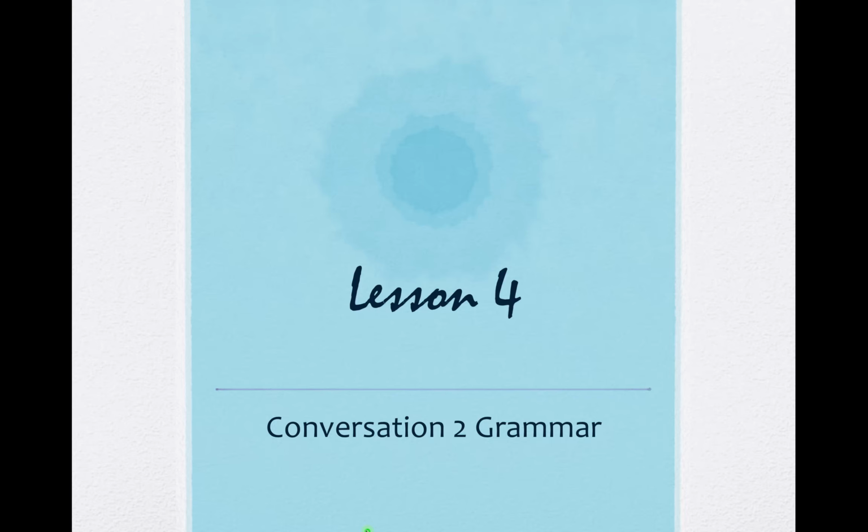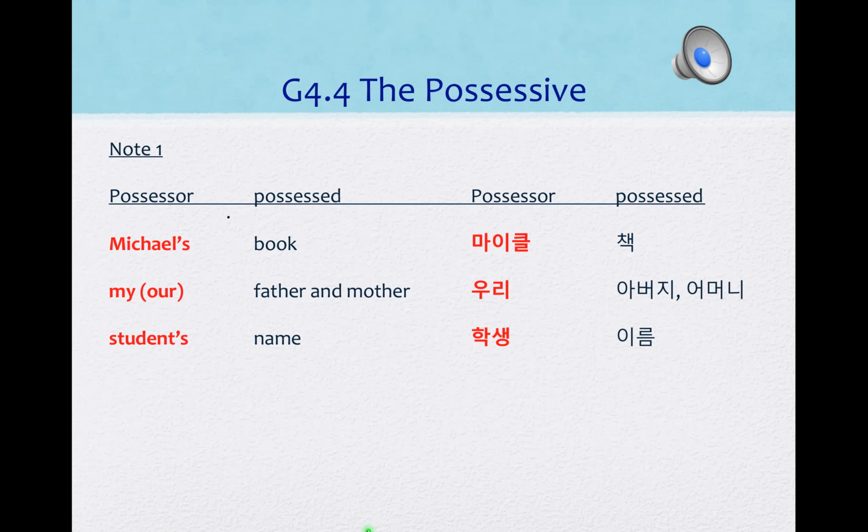Lesson 4, Conversation 2, the grammar section after conversation 2. Okay, let's talk about the possessive. English has possessives, and they're usually indicated with apostrophe S. Sometimes you can use an of, like Michael's book, but you can say many books of Michael's, or the legs of the chair, something like that, right?